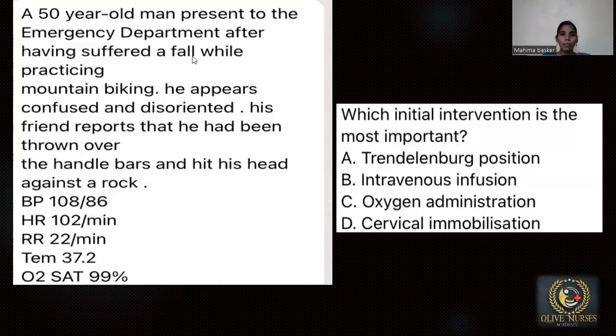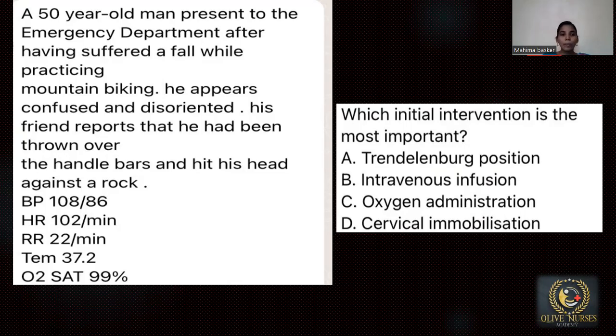A 50 years old man, okay, read the question, try to answer. A 50 years old man presents to the emergency department after having suffered a fall while practicing mountain biking. He appeared confused and disoriented. His friends report that he had been thrown over the handlebar and hit his head against the rock. Okay, so this is the history. Just remember, head injury happened.